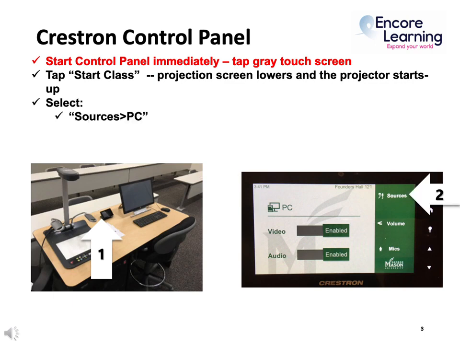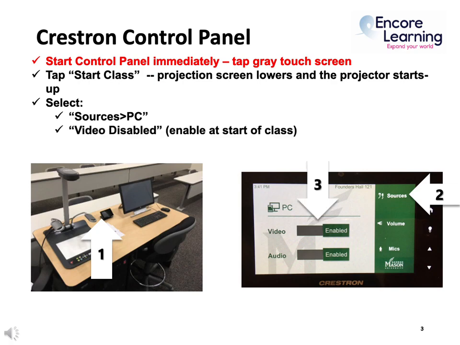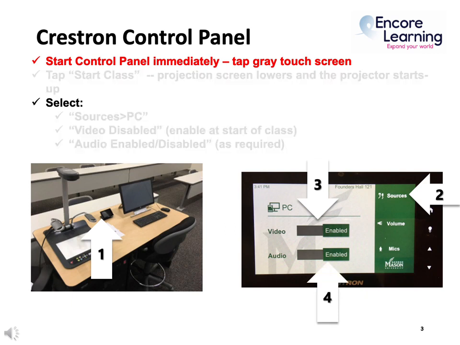Tap the Sources icon and ensure PC is selected, arrow 2. The Crestron control panel is the same device that you use to control speaker and microphone volume setting, icons located below Sources icon. To temporarily disable screen projection, tap on Video Enabled Selector, arrow 3. Disabling is useful when going through setup so as not to distract arriving class members. To enable or disable audio, tap on Audio Enabled Selector, arrow 4.